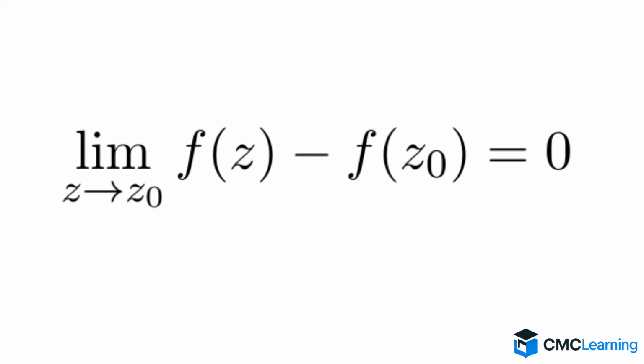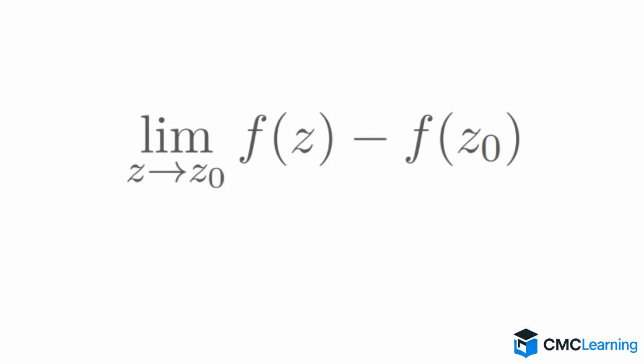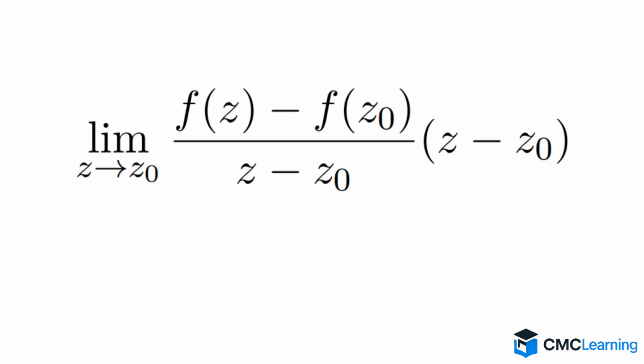Now notice that it suffices to prove that this following quantity is equal to 0. So let's take this quantity, let's multiply it by 1 by multiplying it by z minus z0 over z minus z0. Let's use the product rule for limits.